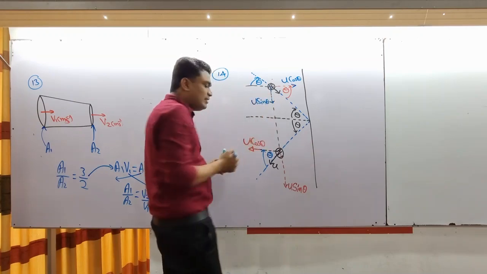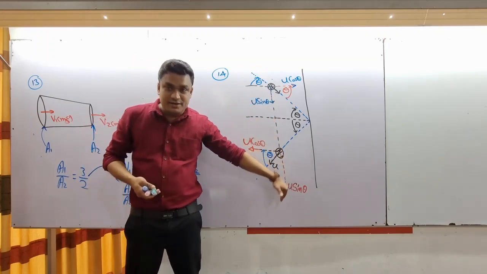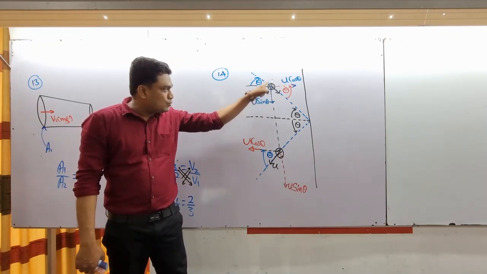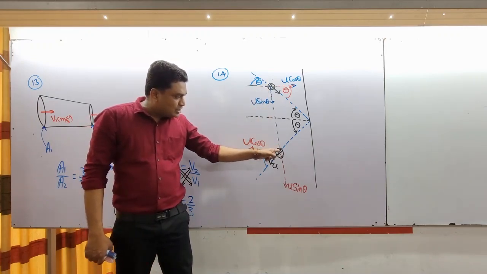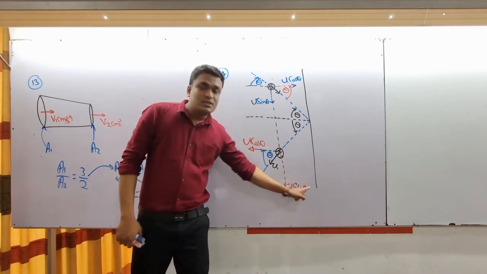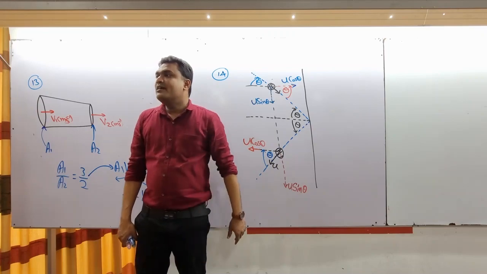Now if you check the figure carefully, the vertical velocity component remains unchanged. Initial vertical velocity component u cos theta. After the collision, vertical velocity component u sin theta. The vertical velocity component remains unchanged.